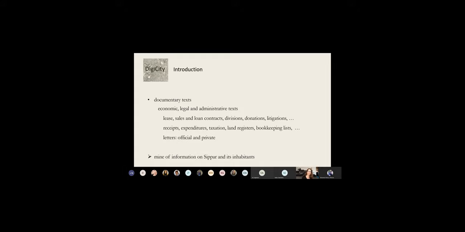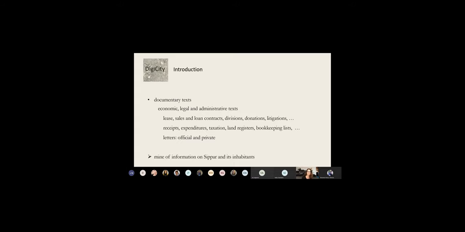These are mostly what we call documentary texts, day-to-day economic, legal, and administrative texts, such as lease, sales, and loan contracts, divisions, donations, litigations, but also receipts, expenditures, documents on taxation, land registers, bookkeeping lists, and letters, both official letters, such as from the king in Babylon to the local authorities in Sippar, and private letters. It goes without saying that this abundance of day-to-day sources is a mine of information, not only on the socioeconomic history of Sippar and its inhabitants in general, but on the ups and downs of various families and the lives and careers of individuals in particular.